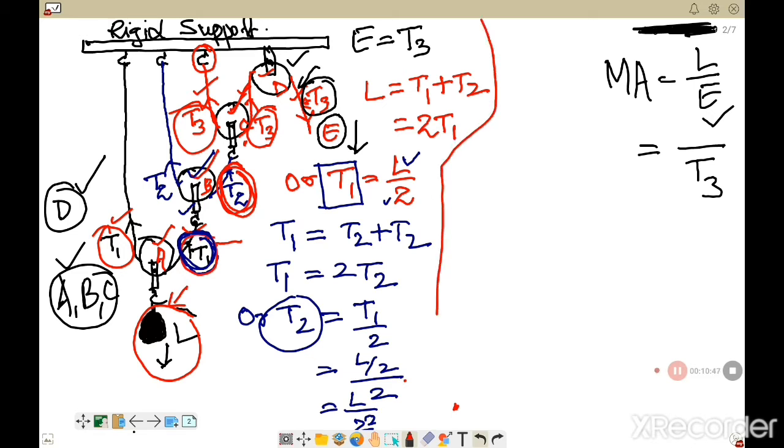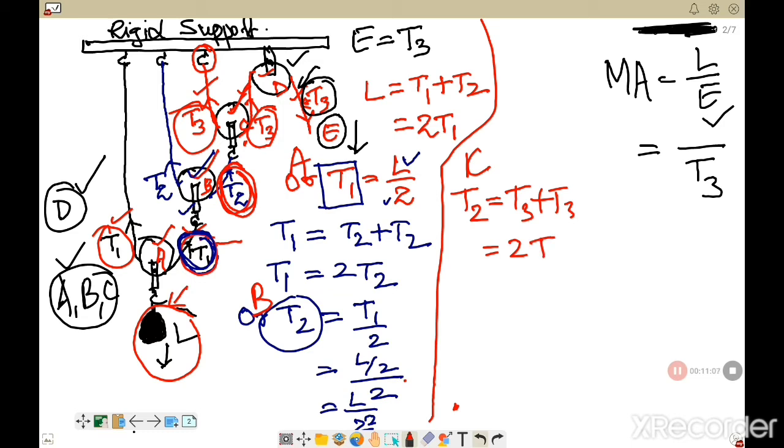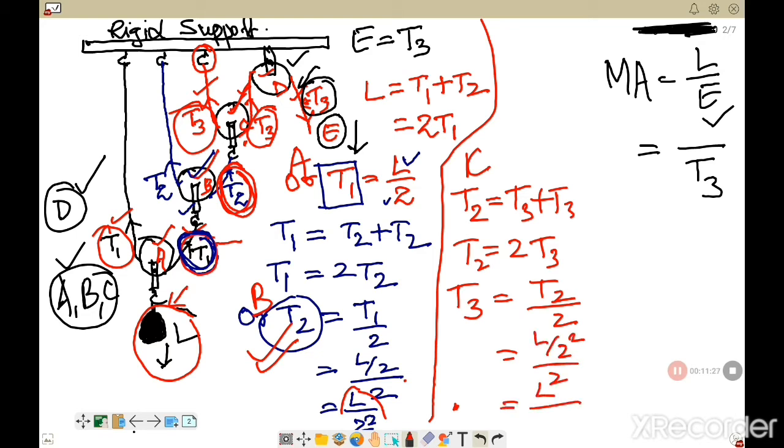So let me draw a margin here so that our calculation does not mix up. See, this is for pulley A, this is for pulley B. Now we are going to pulley C. At pulley C, T2 is balanced by T3 plus T3, which gives me twice T3, that is T2, isn't it? So from here I get T3 equals T2 by 2. But I know from this equation that T2 is nothing but L by 2 squared. So I'll get L by 2 squared by 2, which means L divided by 2 to the power 3.